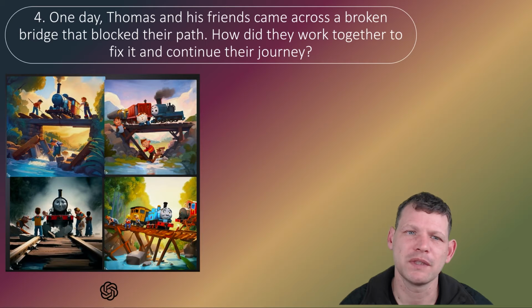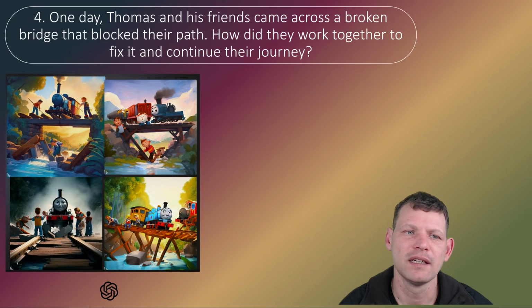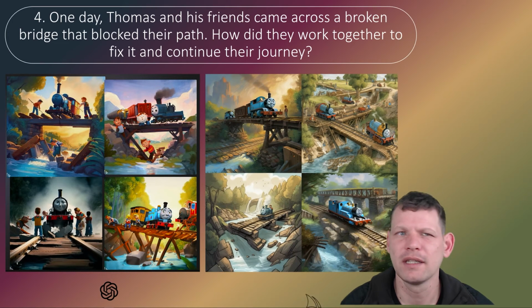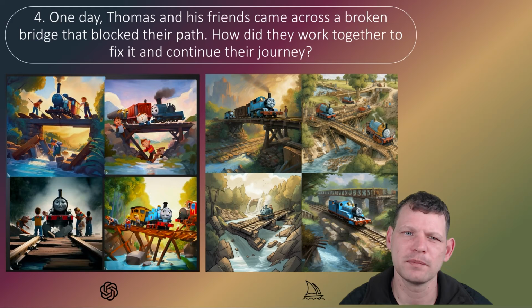One day Thomas and his friends came across a broken bridge that blocked their path. So we see here that Bing did a very good job in understanding that the bridge is broken and someone needs to be repairing it. In the Midjourney, it was a little bit off there. So we didn't really get the result that we want. There was one image where they are building new tracks.